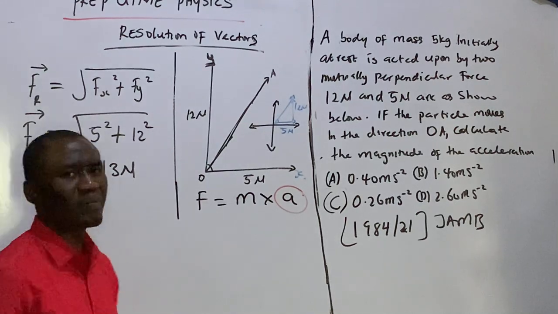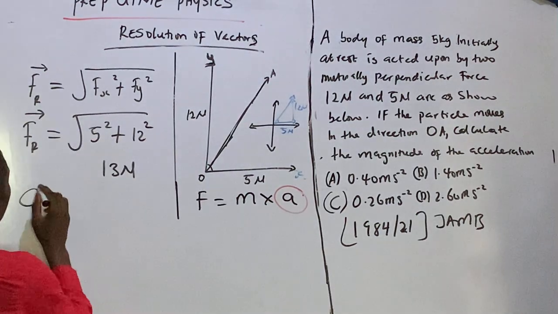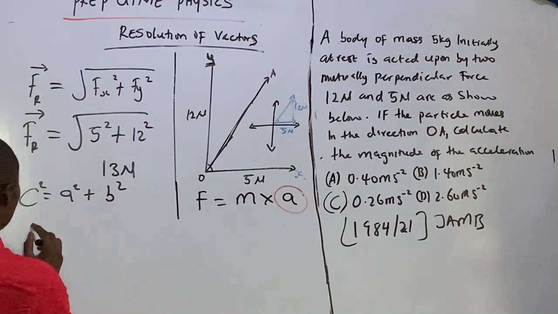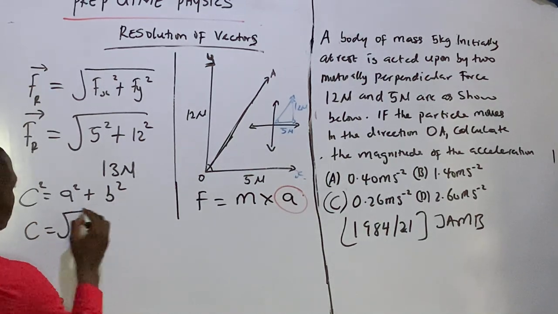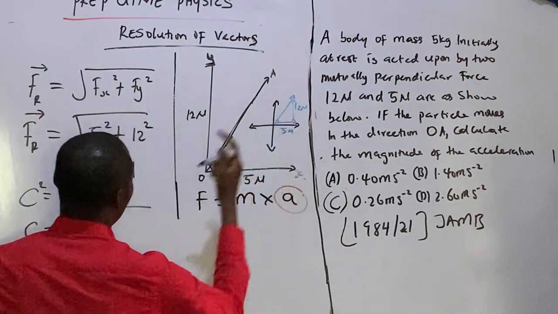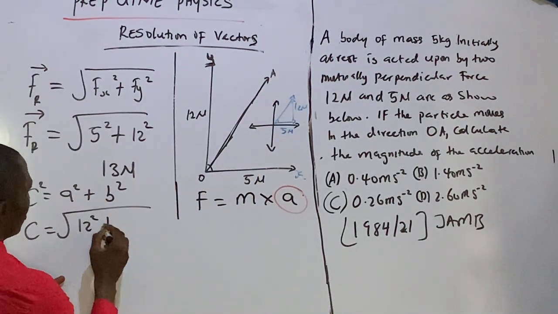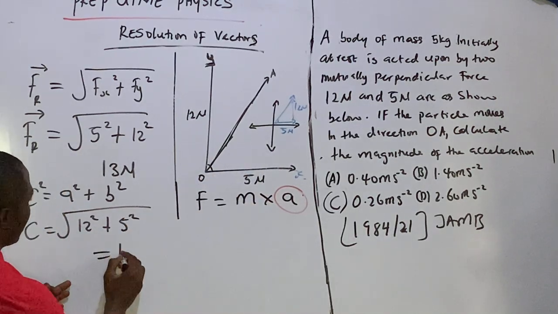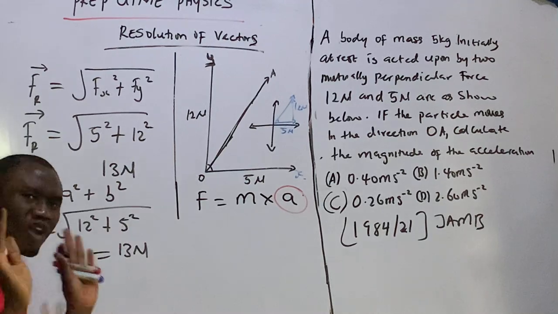And if you use Pythagoras theorem that says c squared is equal to a squared plus b squared, you will get the same thing, so that c will be equal to the square root of the a value here, which is 12 raised to the power of 2, and the b value here is 5 raised to the power of 2. If you do the same thing, you will get 13 Newton. So we don't have a problem with that.